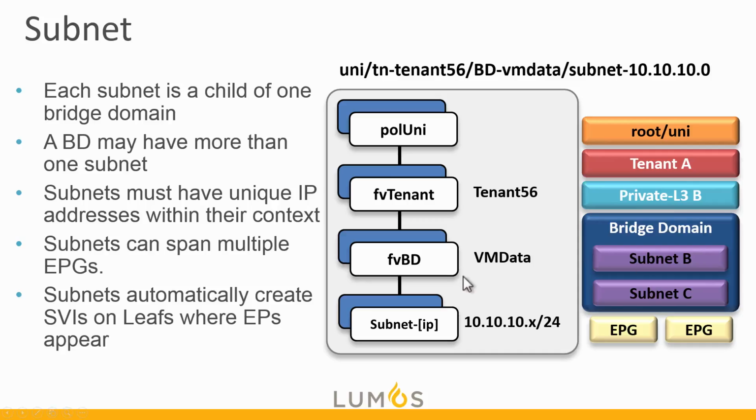So we do have the subnet. Whenever we define a subnet, they do have to have a unique IP within a VRF. We already mentioned that. Bridge domains can have more than one subnet. And subnets can span multiple endpoint groups. So subnets automatically create the SVIs where endpoints appear. We already talked about this.